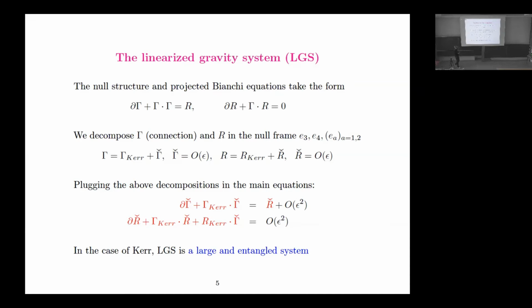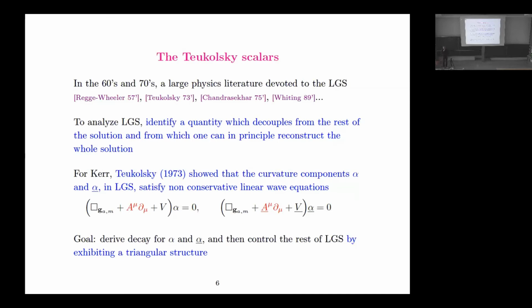There is not this disentanglement, because precisely the curvature, even if lots of components vanish in Kerr, and not all of them vanish, and therefore this is quite common. So let me quickly review how the physicists approach this problem.